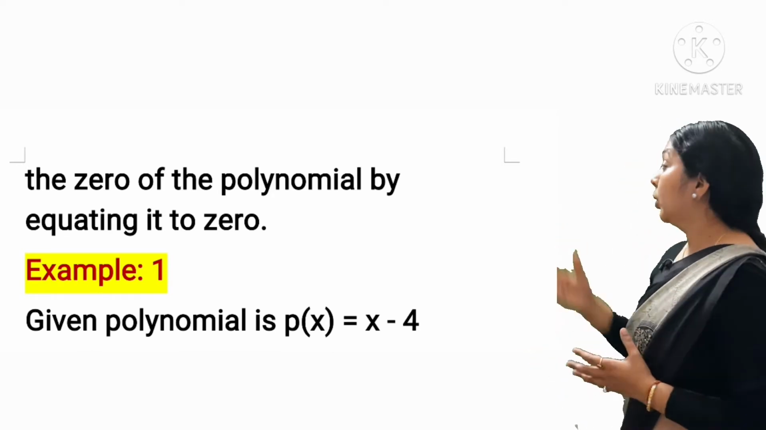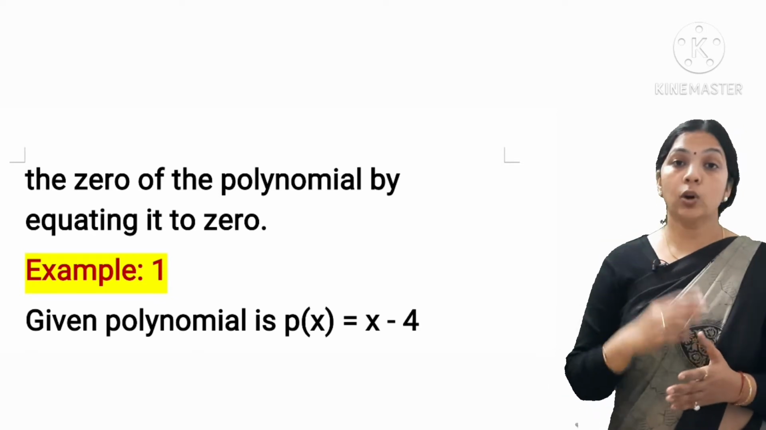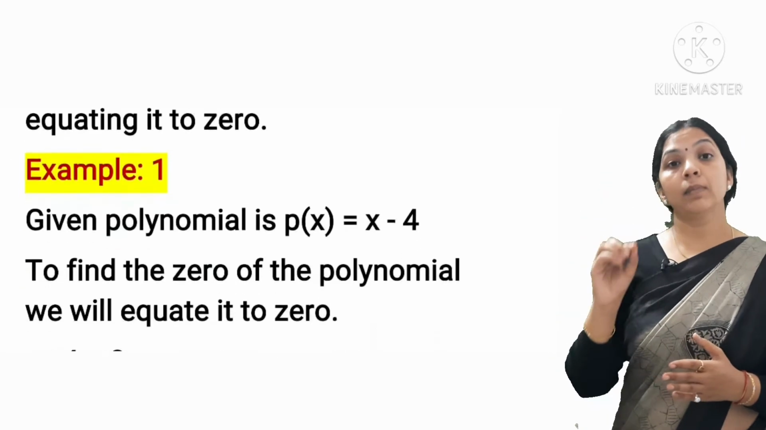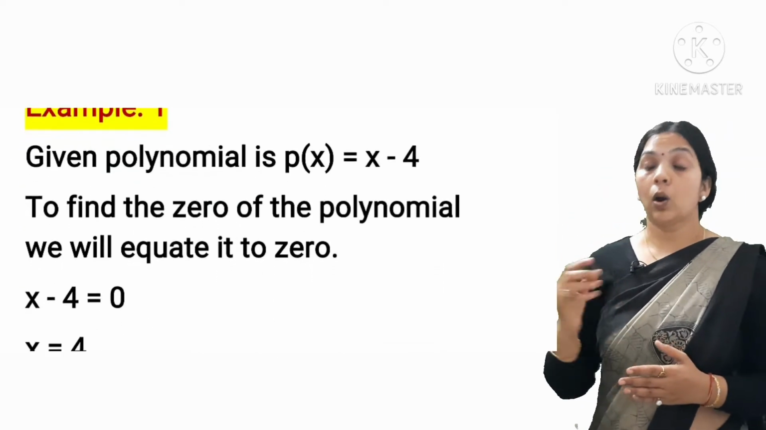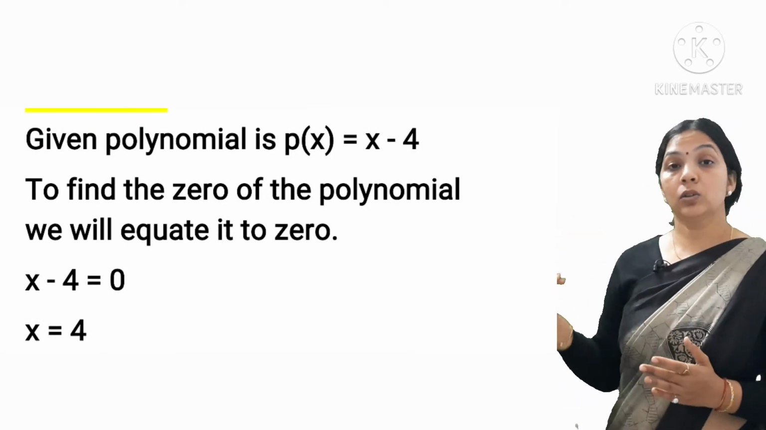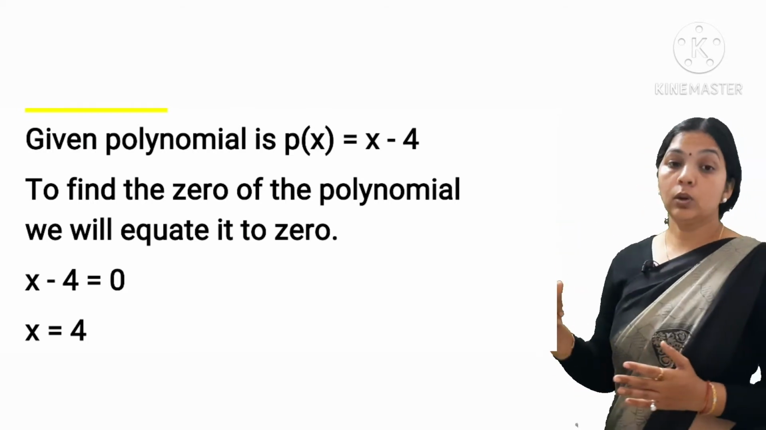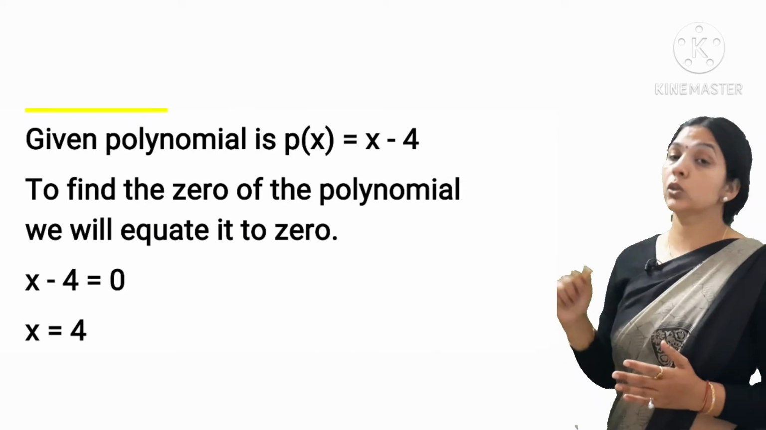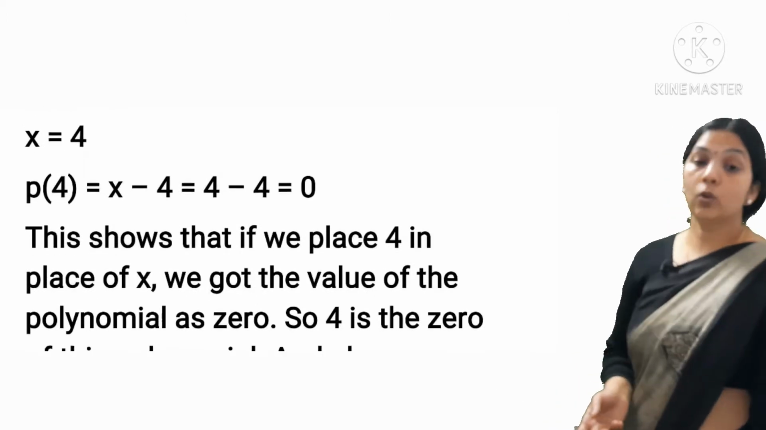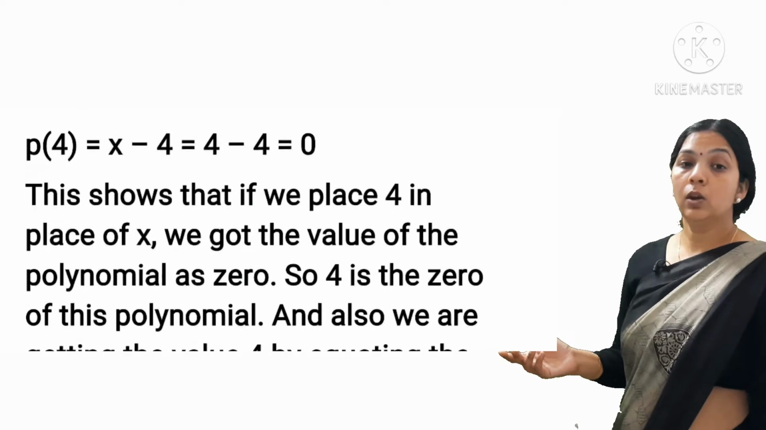For example, the polynomial p(x) is equal to x minus 4. Now, we want to find the 0 of this particular polynomial. Then what will we do? We will place x minus 4 equal to 0. Now, by solving this, we get x is equal to 4. So, x is equal to 4 is the 0 of the polynomial. We can prove it also because if we place x is equal to 4 in the given polynomial, the value becomes 0. So, 4 is the 0 of this polynomial.